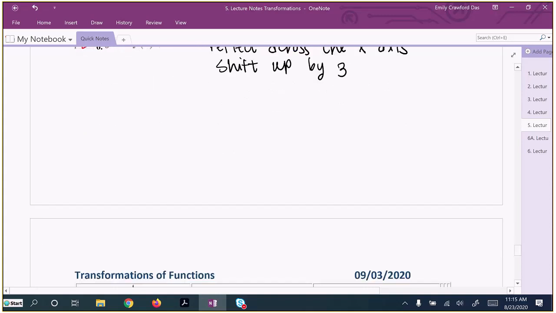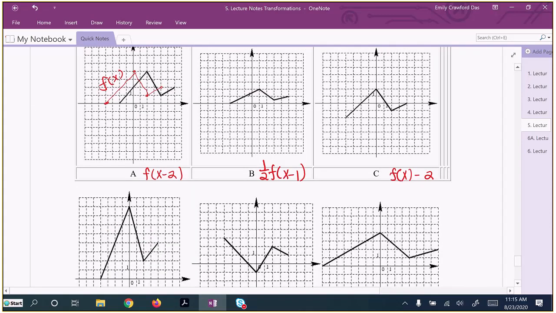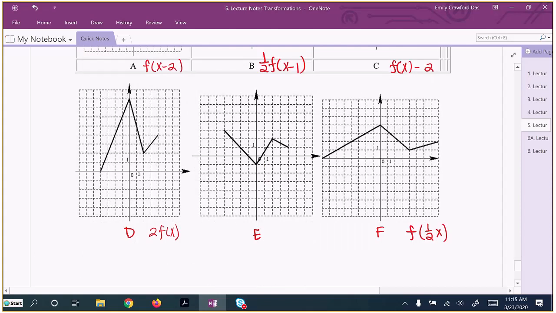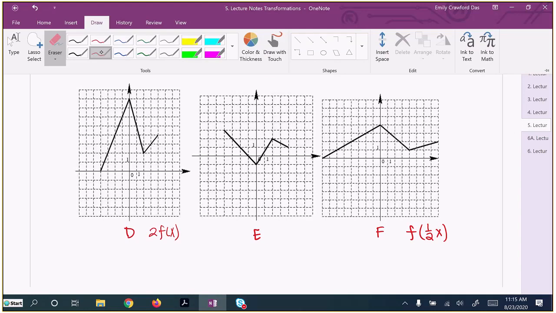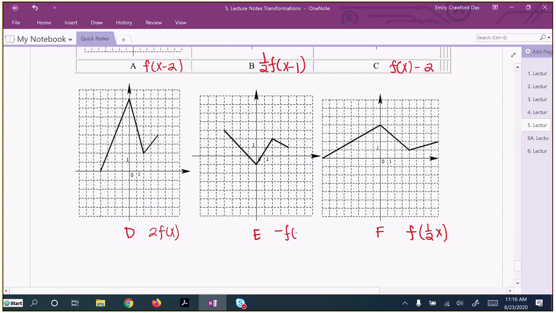Reflect across the x-axis and shift up by 3. We can take a look at E and see that that does look like exactly what happened, because this point used to be here at 0, 4, so it got reflected down to 0, -4, and then shifted up by 3. And you could do that with each of the points and see that that is in fact the graph that has been reflected and then shifted up by 3.